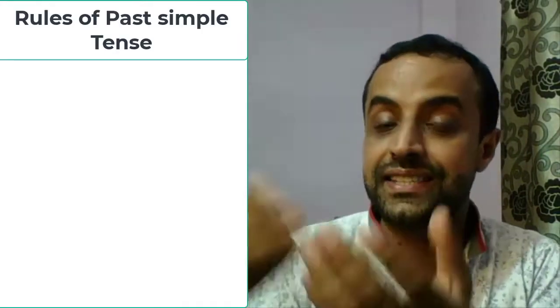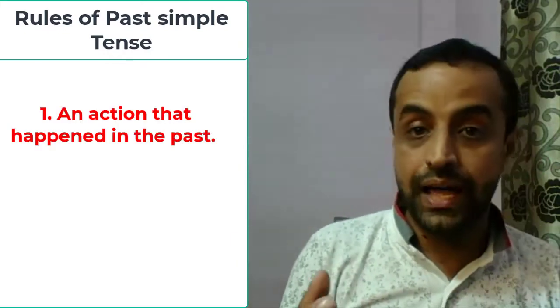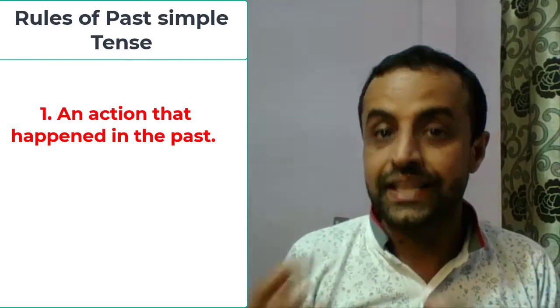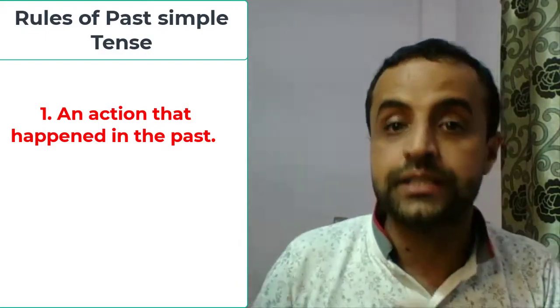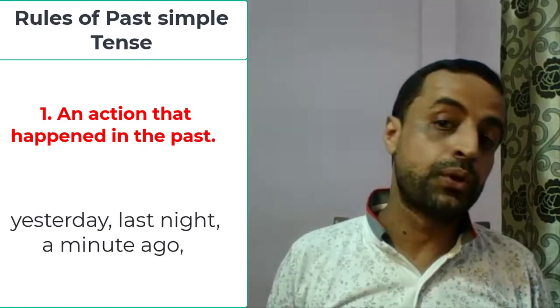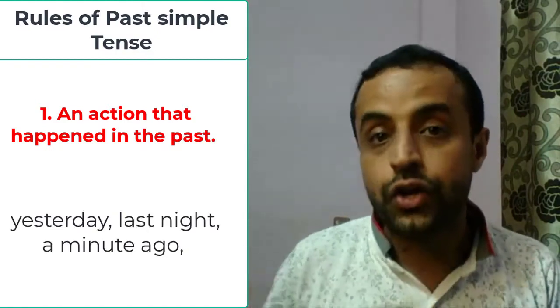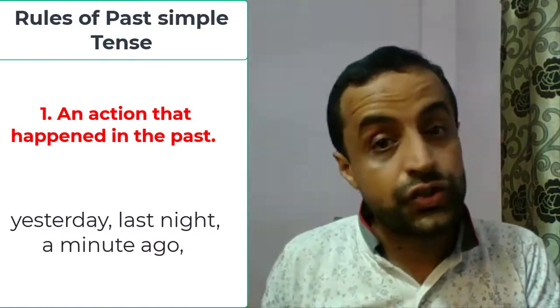Now that you have learned the structure of the past simple tense, the question is, when can I use the past simple tense? For any action that happened in the past, you use the past simple tense. Usually it comes with an adverb or adverbial phrase that can tell you when this thing happened in the past. For example, yesterday, a minute ago, last night, last week, last year, when I was a child.